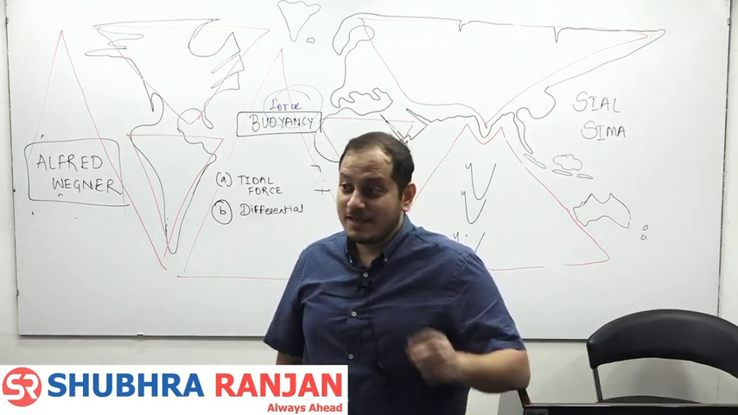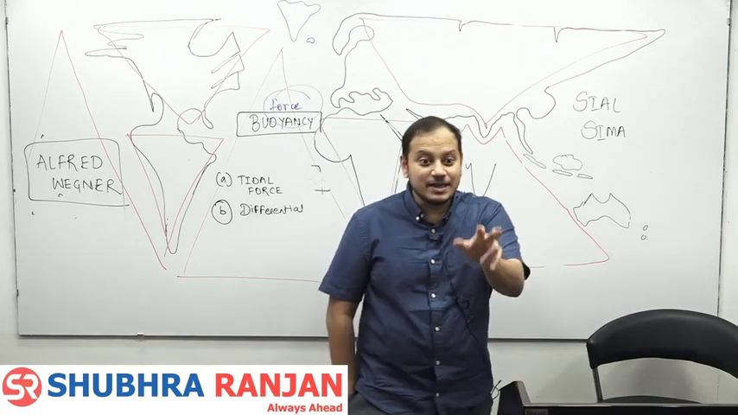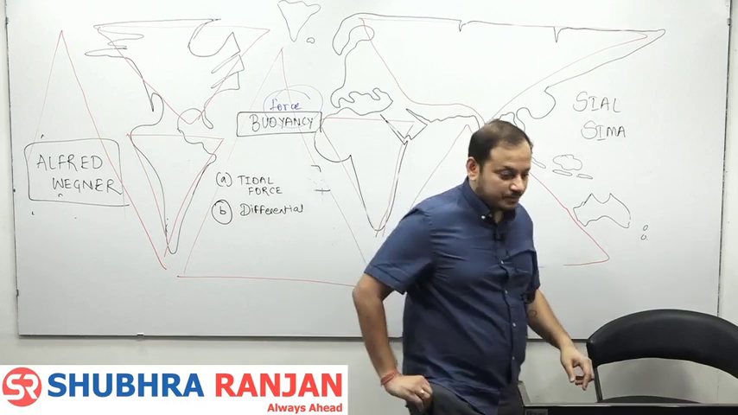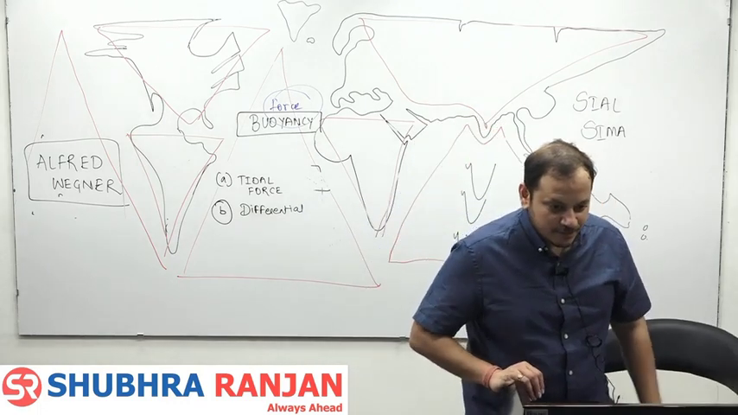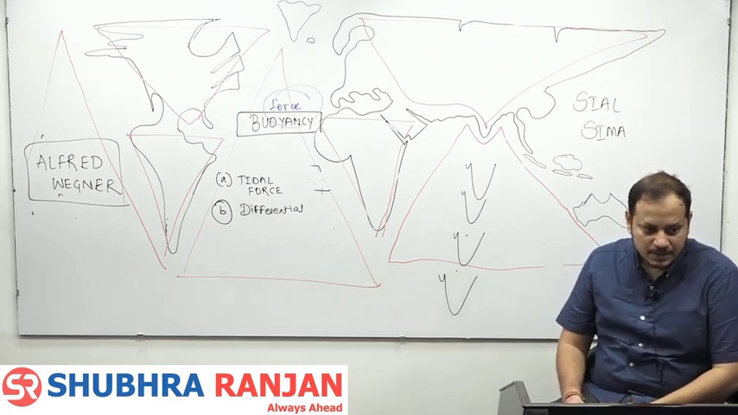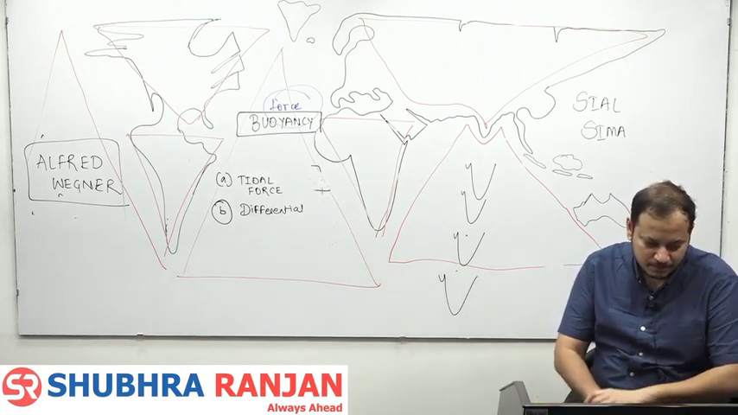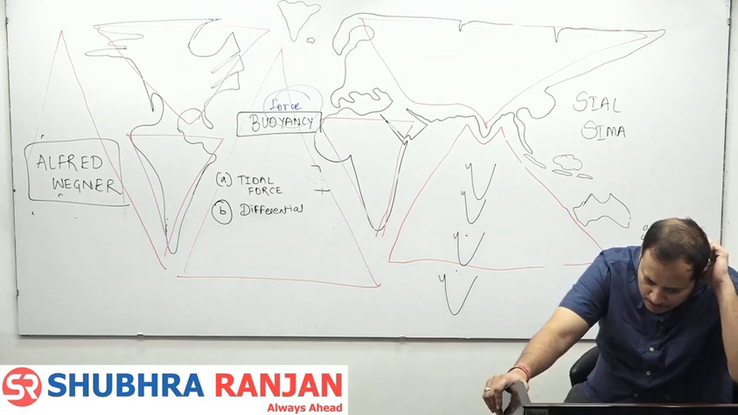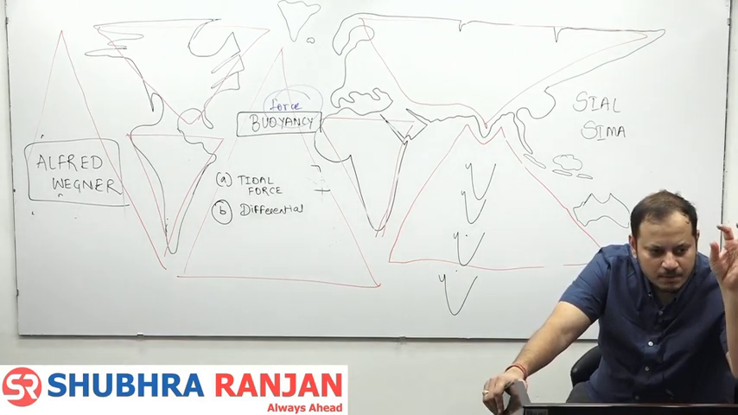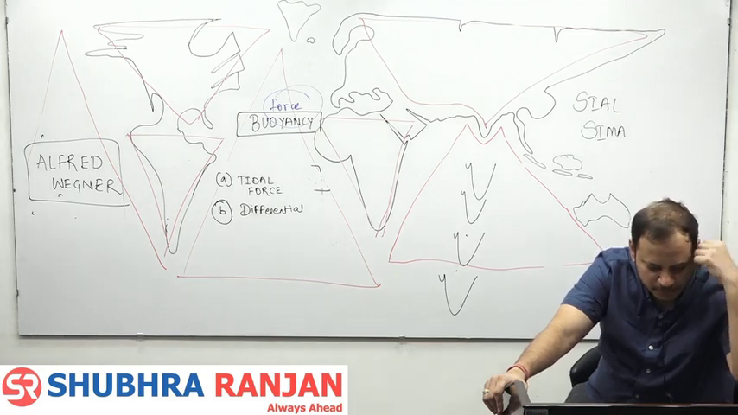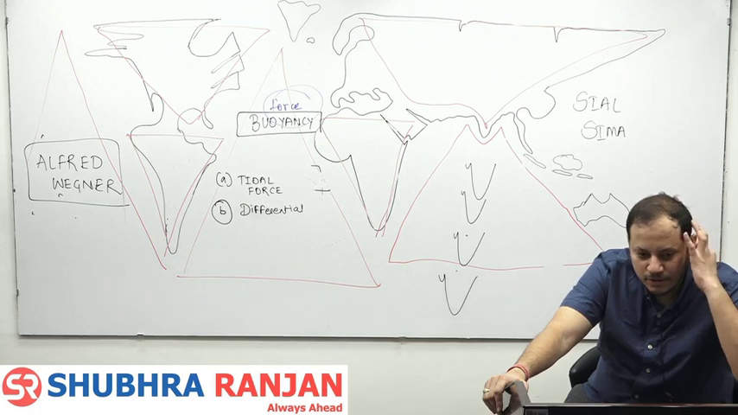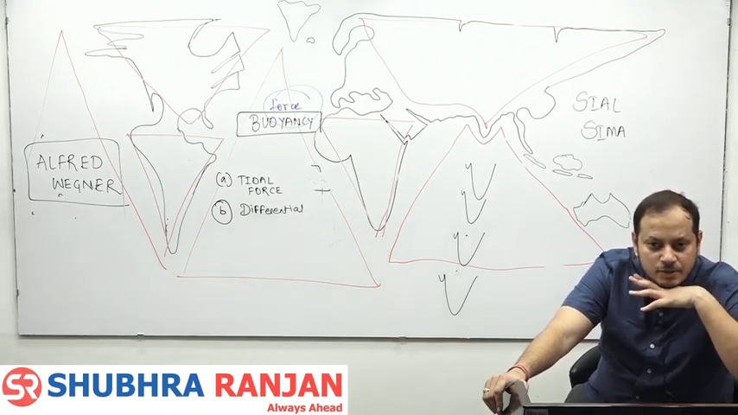But ये सिर्फ we are writing his theory, we are not critically analyzing his theory. We will later on critically analyze, but we are writing his theory. So in the second force, write: this led to the movement of continents northwards. Movement of continents northwards, that is towards the equator.